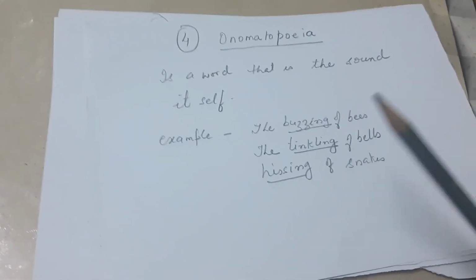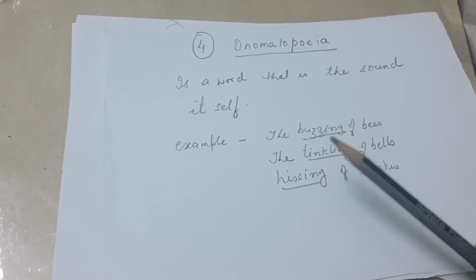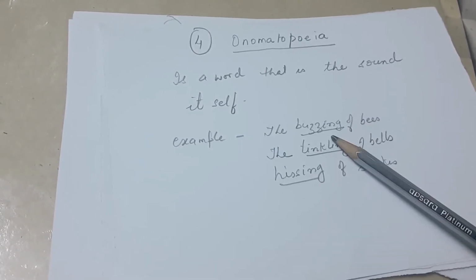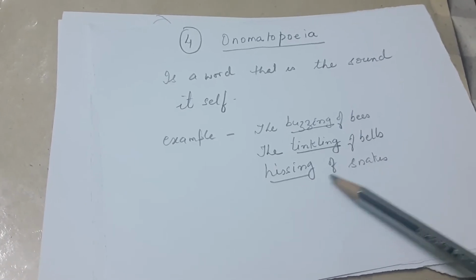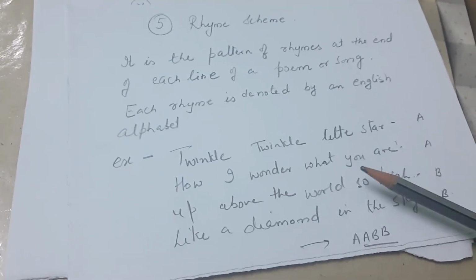Next is onomatopoeia. It's very interesting. It's just a word that is the sound itself. Example: the buzzing of the bees, the tinkling of the bells, the hissing of snakes. Okay. Next is the rhyme scheme.